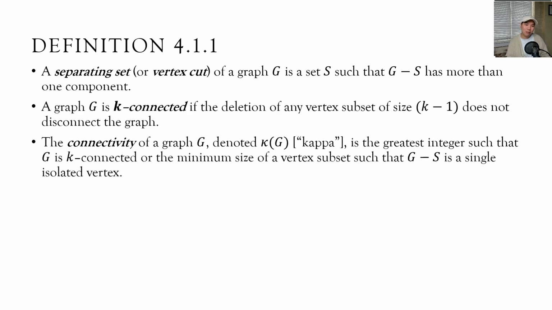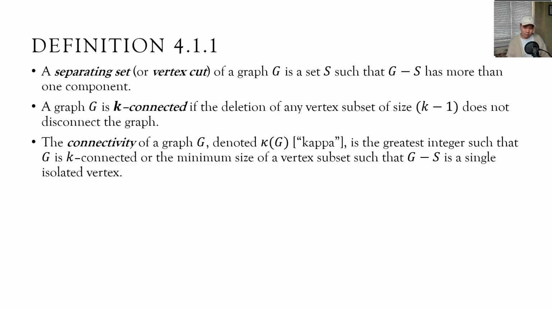And now I want to introduce the connectivity of a graph. Here I'm going to use the notation kappa of G, or just kappa. This is the greatest integer k such that my graph is k-connected. Or you can also think of this as the minimum size of a vertex subset S such that G minus S is disconnected or a single isolated vertex. It's actually important that we include the second part of the definition because, for example, if we have a complete graph, no matter how many vertices you delete, the graph will still be connected, because every vertex is connected to every other vertex. So we have k-connected and connectivity k.